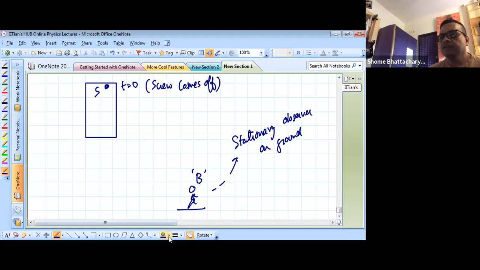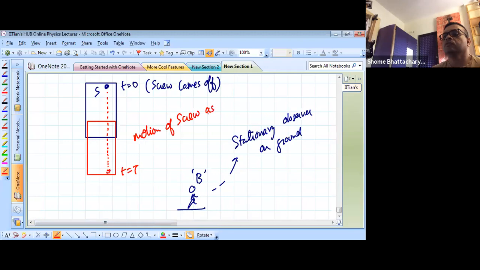Okay. And at some other time, by that time the elevator has reached somewhere here. It's hit the floor. Okay. So in his frame, this is the displacement. Okay. So this is the motion of the screw as seen by B, who is the stationary observer on the ground. Okay.